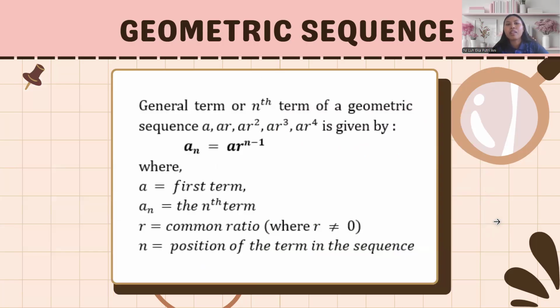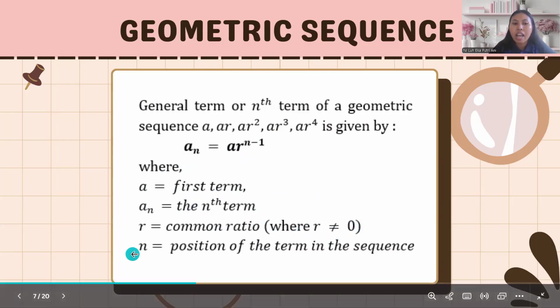The general nth term of a geometric sequence a, a times r, a times r to the power 2, a times r to the power 3, and so on, is given by a sub n equals a times r to the power n minus 1, where a is the first term, a sub n is the nth term, r is the common ratio where r is not equal to 0, and n is the position of the term in the sequence. Remember this. Do you understand?